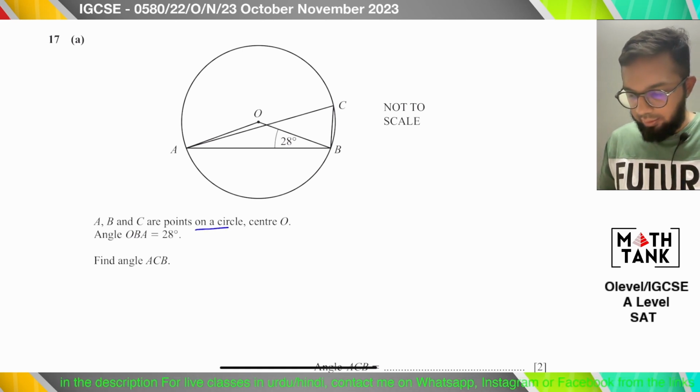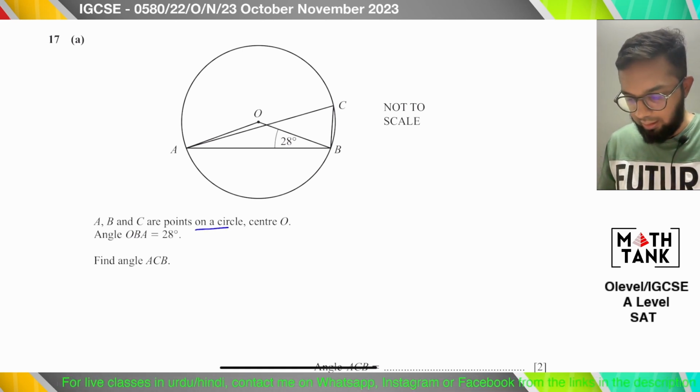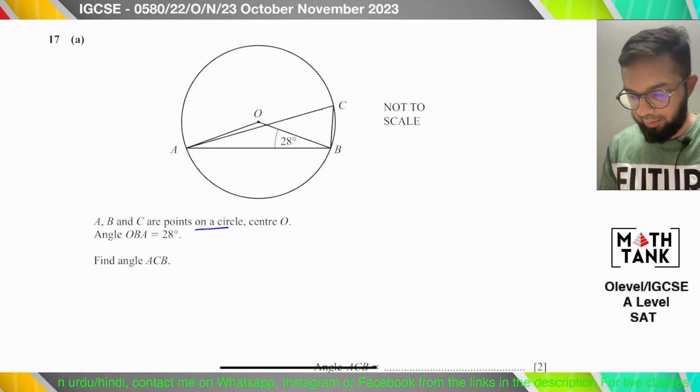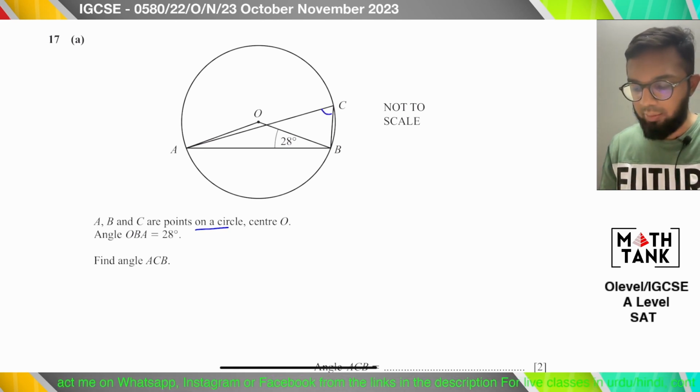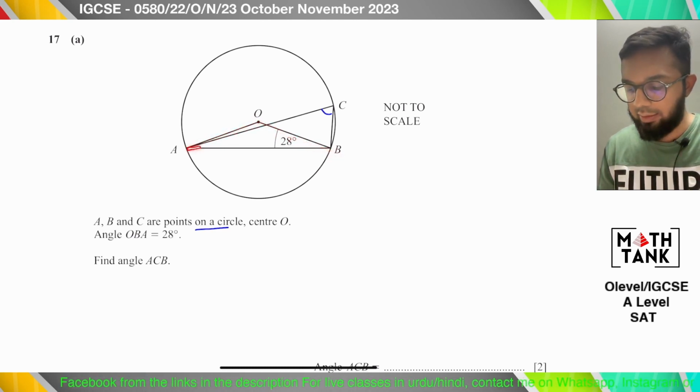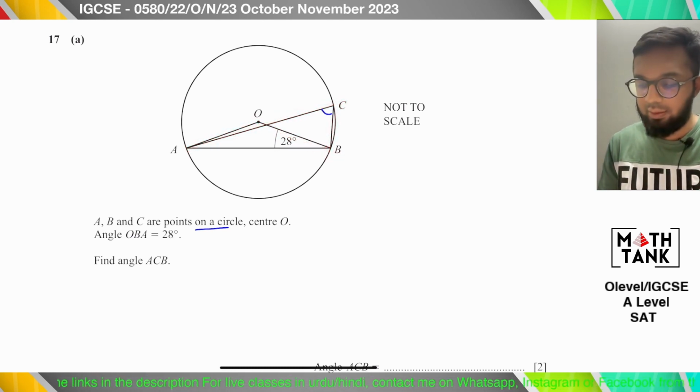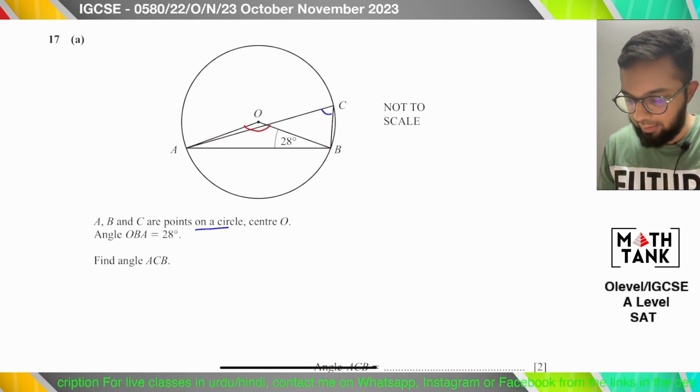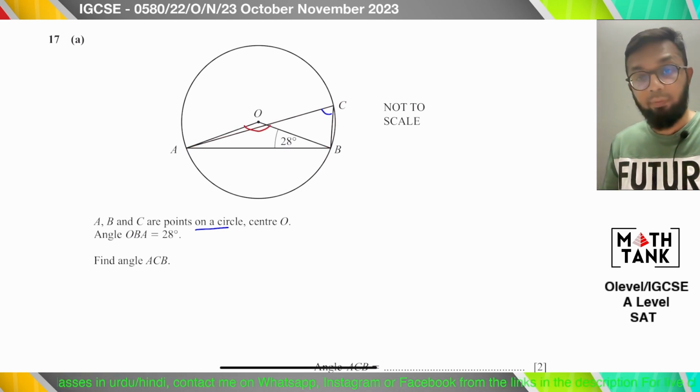ABCN or center, angle OBA is this, angle ACB. So I'm looking for this angle. Immediately what strikes me is that there is a property involved. There's this angle at the center and an angle at the circumference. So I'm going to say that this entire angle should be found first.